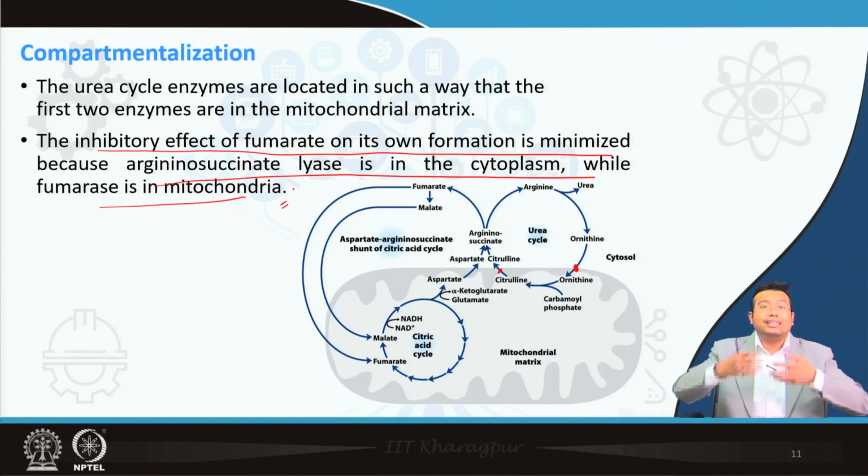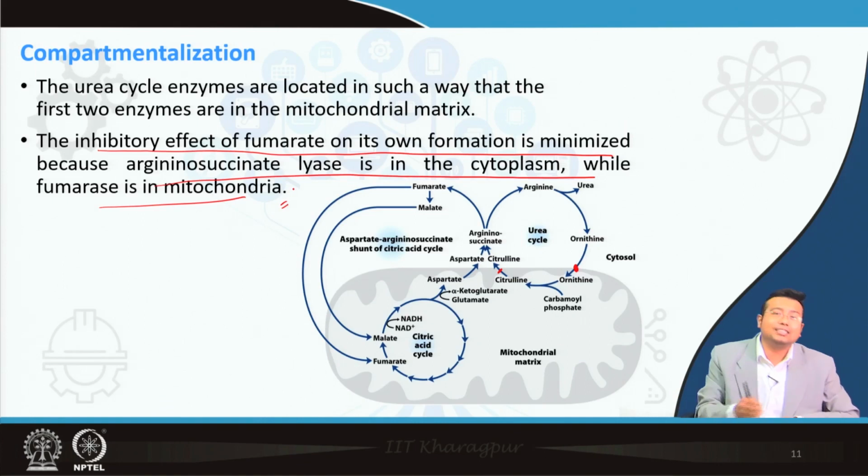Why? Because it needs to replenish aspartate. Since it is going outside, because fumarase is present in the cytosol, the inhibitory effect of fumarate on its own formation is negated, alright. I hope I have already explained twice, so I hope now it is clear. If it is not, you can pause the video, rewind back and rewatch again, right.